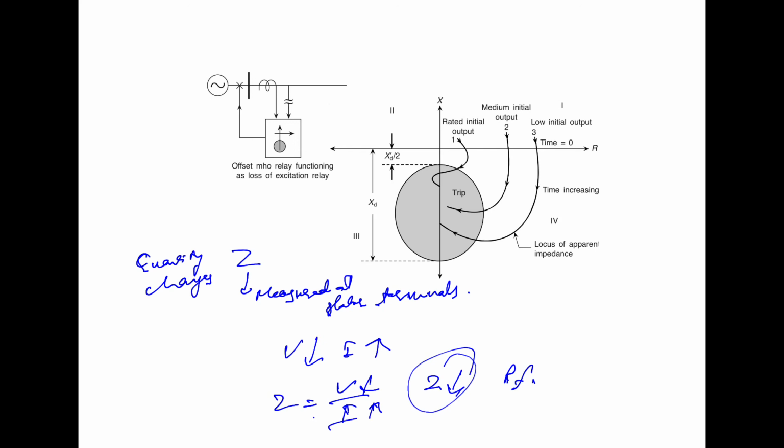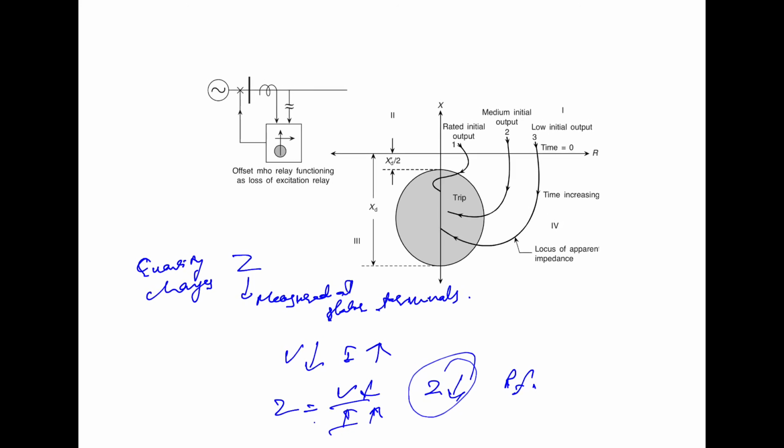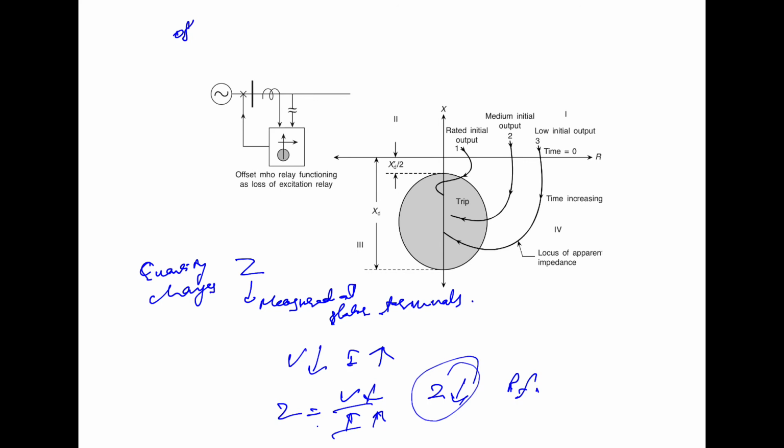So loss of excitation can be detected by the Mho relay located at the generator terminals. As you have seen, we have the Mho relay located at the generator terminal, which is used for that very purpose. We call it the offset Mho relay, for protection against the loss of excitation.